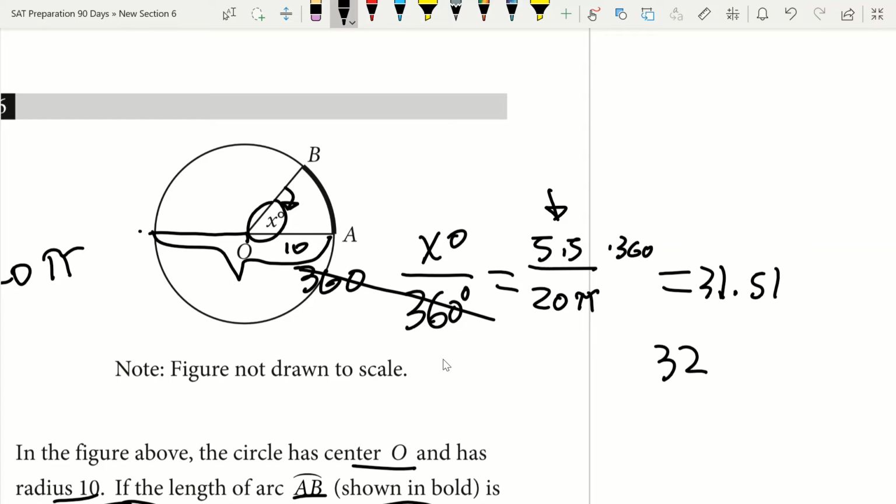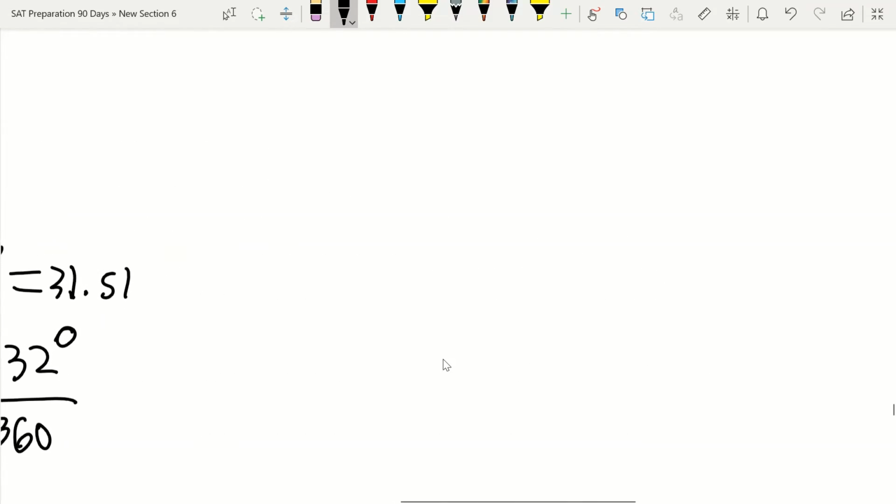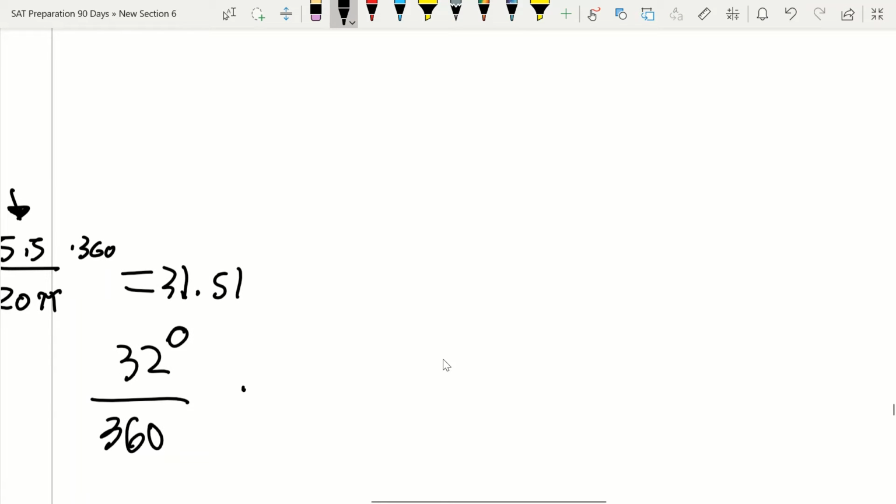And since I picked 5.5, whatever the nearest integer is pretty much almost certainly going to be an answer, right? So I'll take that 32 degrees then, and I'll just check, make sure it works. 32 degrees over 360. I take that then, and I'm multiplying it by 20 pi to make sure it's going to equal something between 5 and 6.